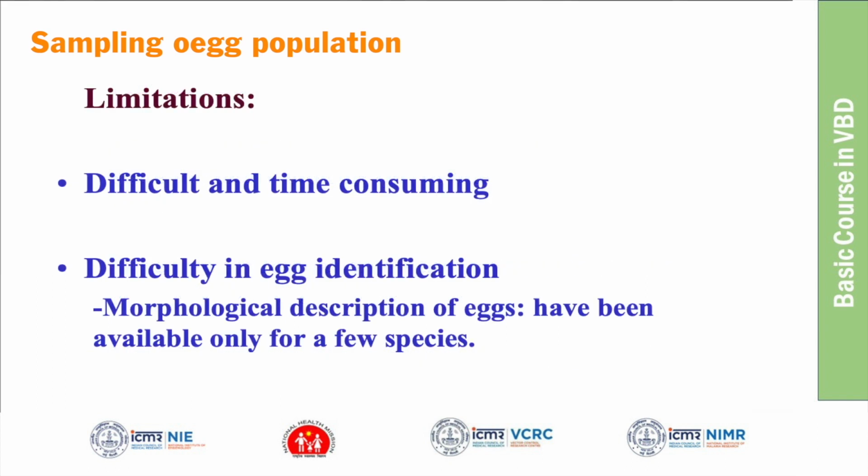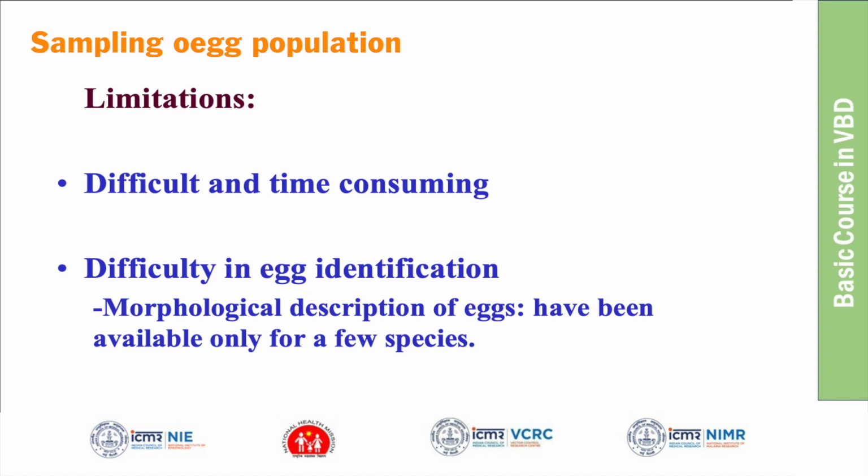So, what are the limitations? Why are we restricting to only a few species? Because it is difficult. Collection of eggs is difficult except for Aedes aegypti and Culex quinquefasciatus, and more time consuming. It is difficult even after collecting. Suppose you are able to collect some anopheline eggs, it is difficult in egg identification. The morphological description of eggs has been available only for a few species.